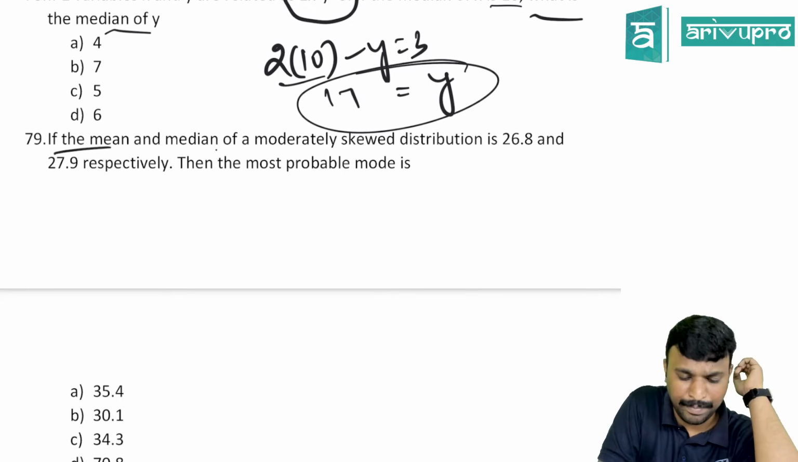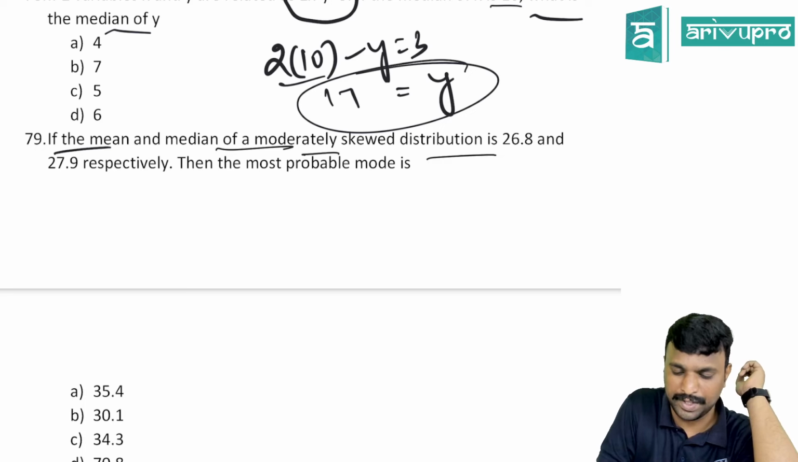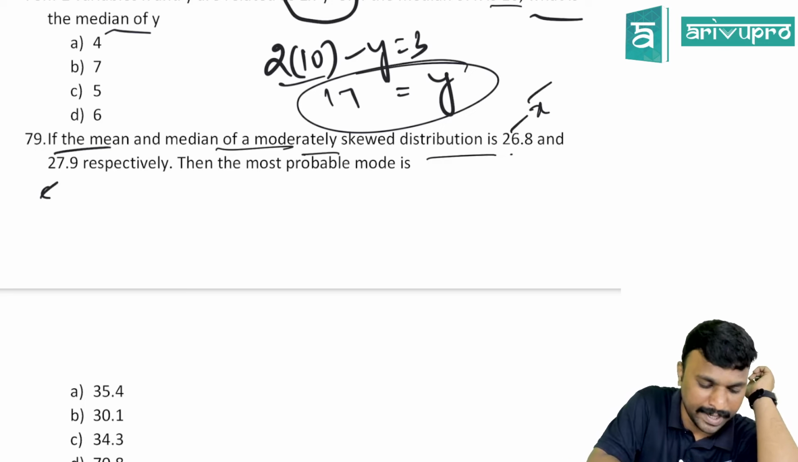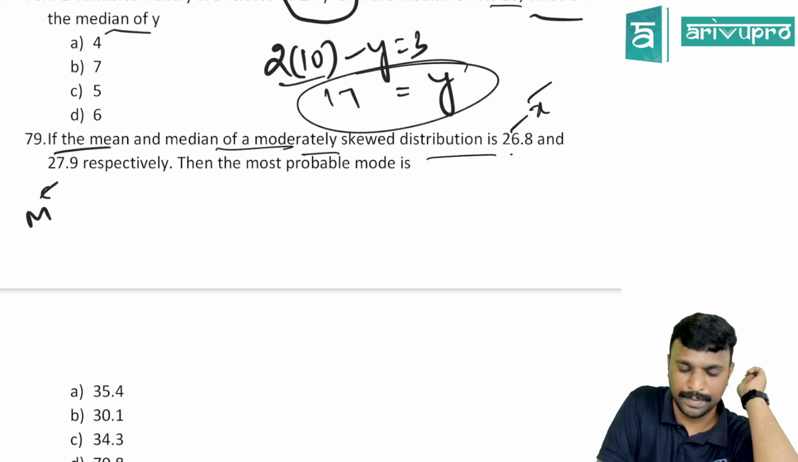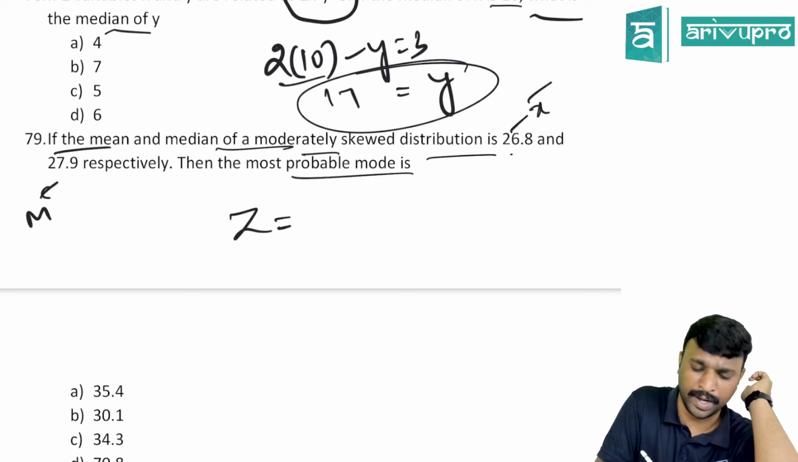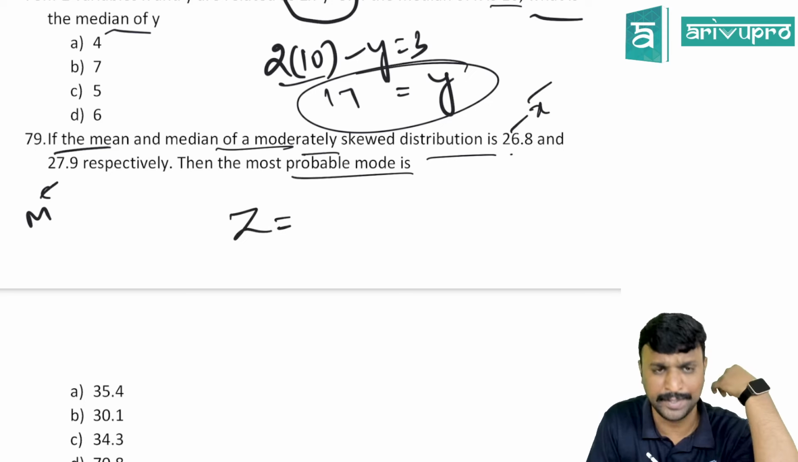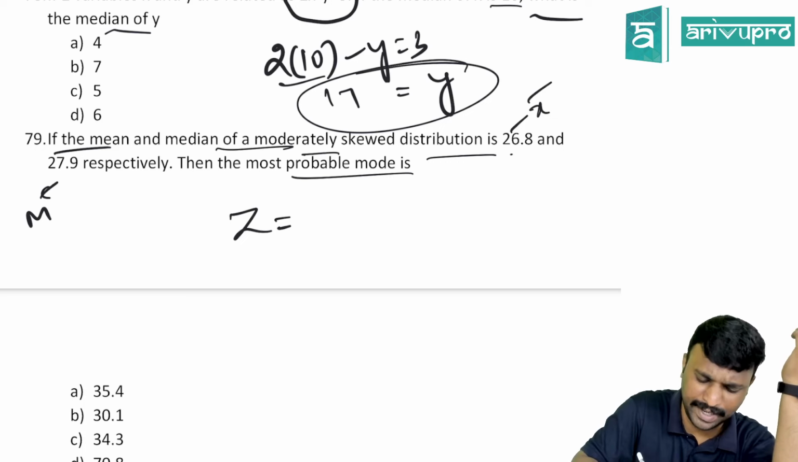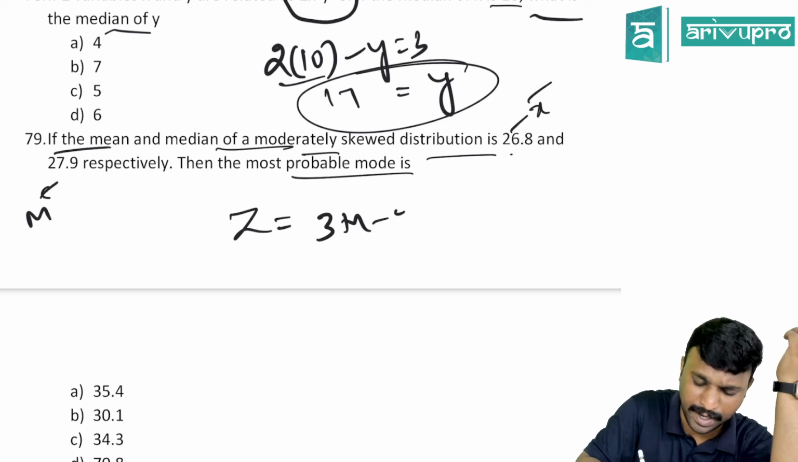All right, 79. If the mean and median of a moderately skewed distribution are 26.8 and 27.9, then the most probable mode is? So what is the relationship between mean, median, and mode for a moderately skewed or asymmetrical distribution? Definitely it is 3 median minus 2 mean.